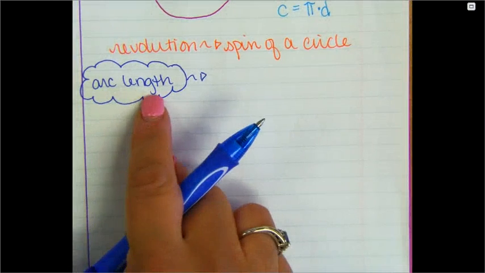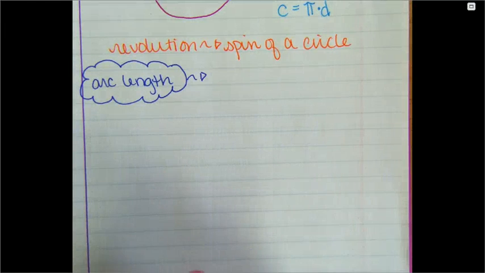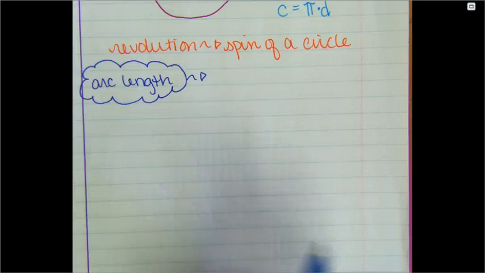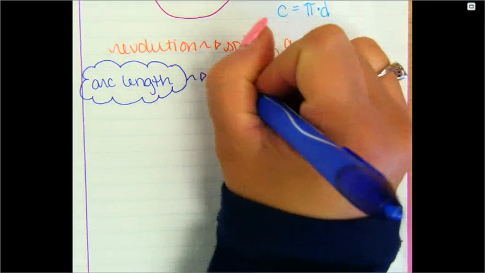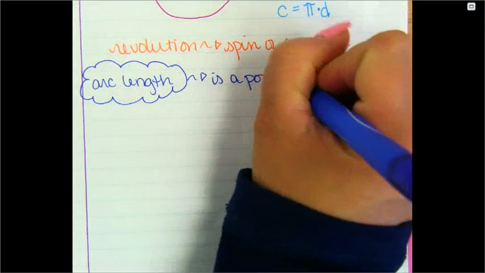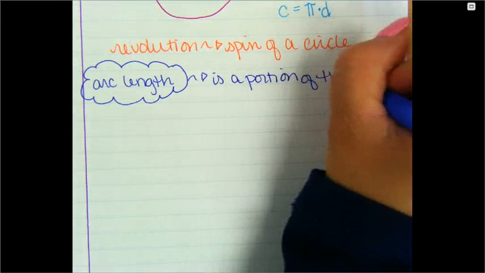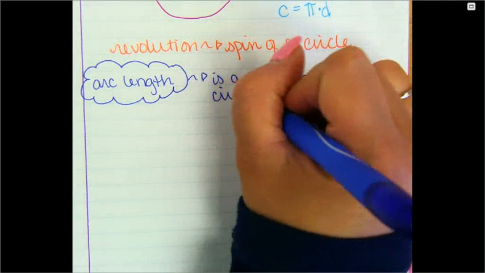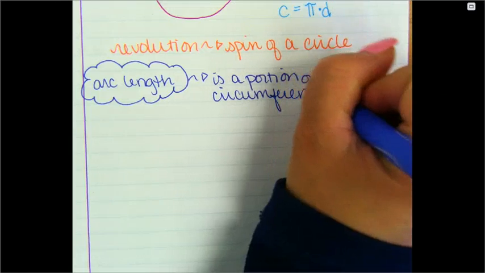We're talking about the length. We are not talking about its measurement. Do you hear me? Length is different than measurement. Arc length is a portion of the circumference of the circle.